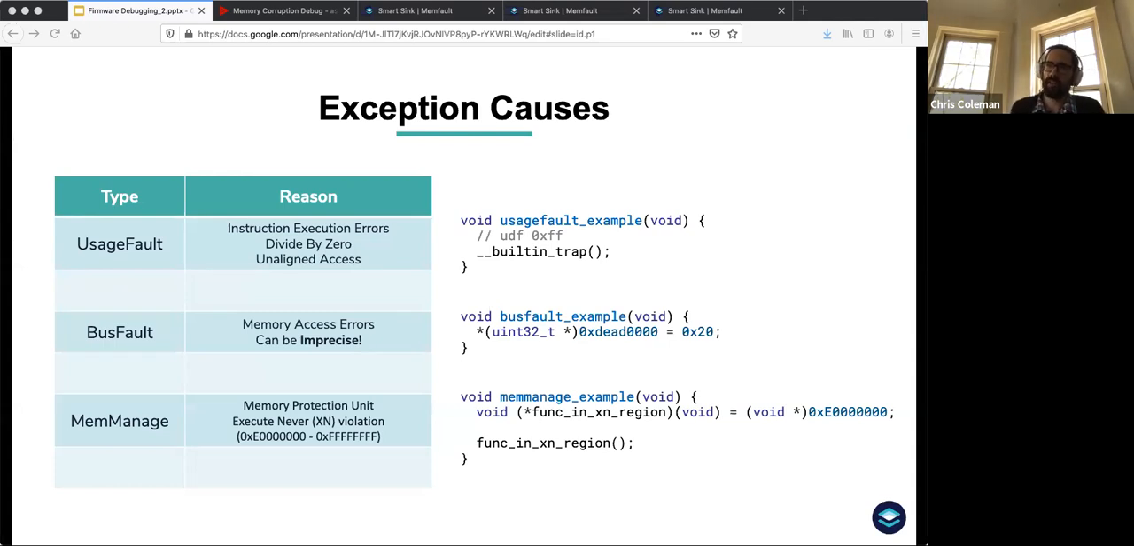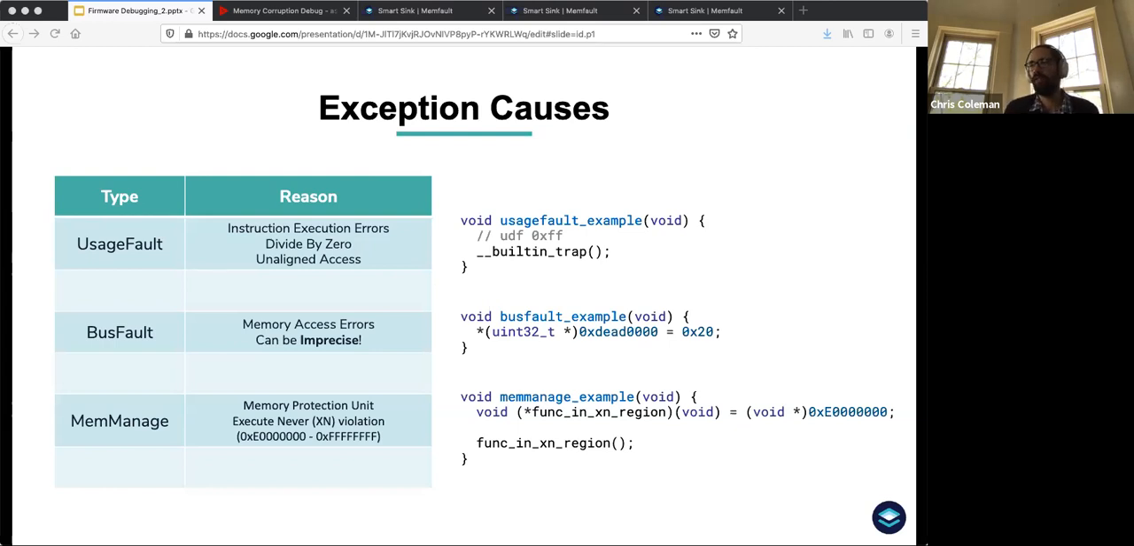One of the trickiest things about the bus fault is that it can be imprecise. What this means is the fault may take place after the instruction that caused the fault triggered. And this is due to caching. On some Cortex-Ms, when you store, it will be written to a cache, and then several instructions later, the store will actually execute to the backing RAM, and that's when the fault would trip. And so that's something that you'll have to watch out for.